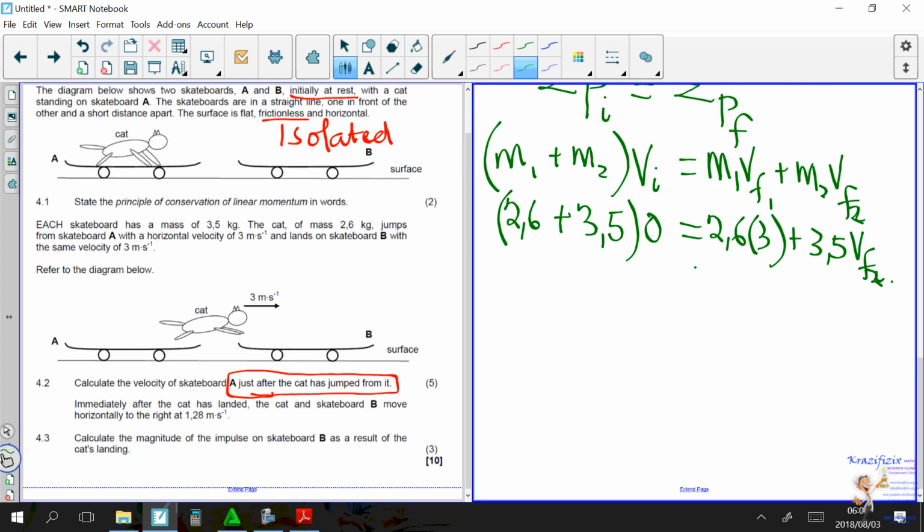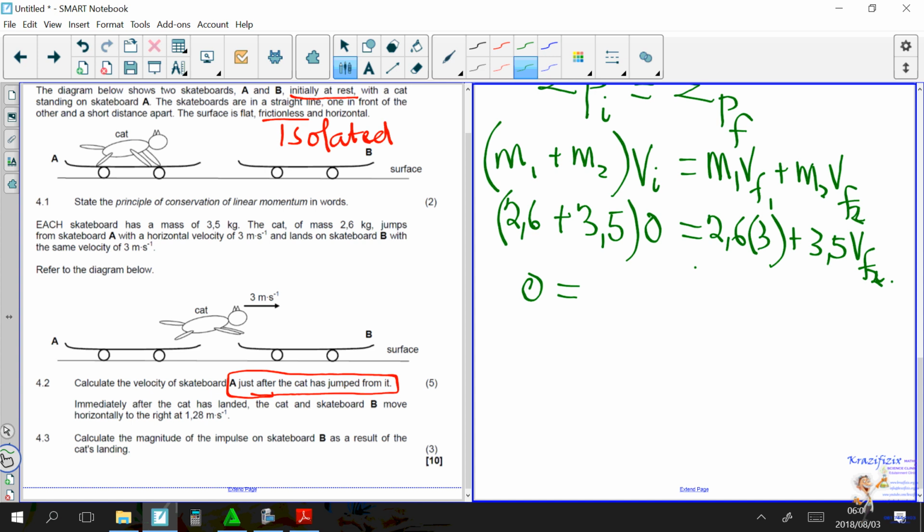Now mathematically, what do I have here? I've got a 0, which is equal to, now what is 2,6 times 3? You must learn to do this without calculators as well. 3 times 6 would give me 18, all right? 8 there, and then 2 times 3 will give me 6, plus the 1 from the 18, that will give me 7, plus 3,5 VF2.